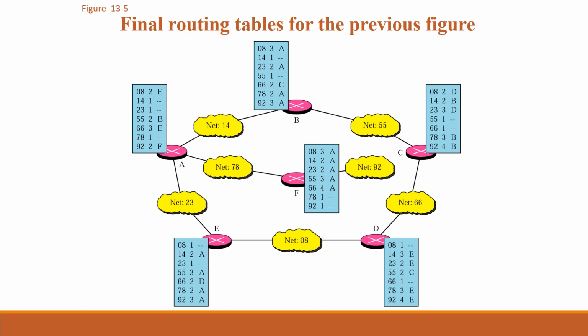Similarly, we can find each and every node, how it is connected to B, and routing table is prepared in similar fashion for every node. So figure shows final routing table. In next video, we will study packet format for RIP.